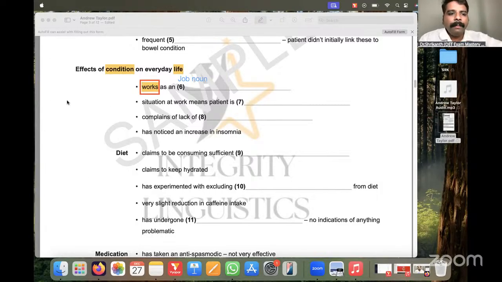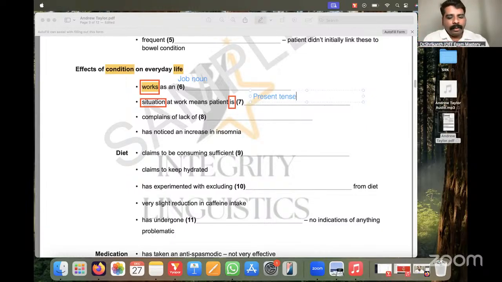Situation at work means the patient is. Now see over here, now they're talking about the situation at work. Okay, so the work situation is unique for this patient and means the patient is. Now, what is the word "is" signaling to? So here it is signaling to a present. Okay, it is the tense over here. The patient is. All right, so here the answer is going to be present tense over here.